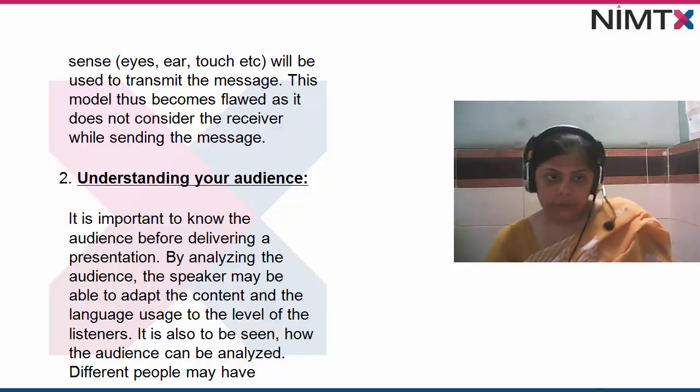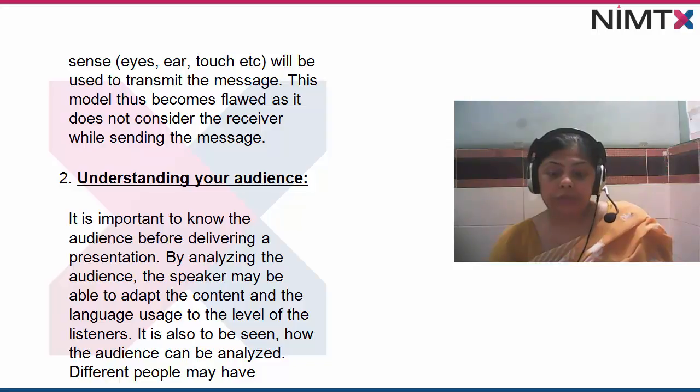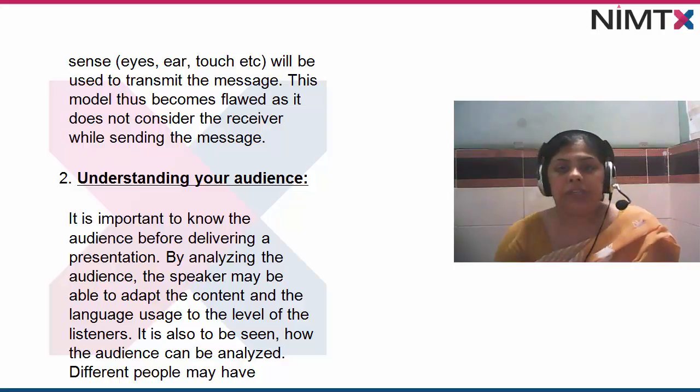Understanding your audience. It is important to know the audience before delivering a presentation. By analyzing the audience, the speaker may be able to adapt the content and the language usage to the level of the listeners. It is also to be seen how the audience can be analyzed. So, as I said earlier, while telling you about the egocentric communication model, it is important to know your audience.